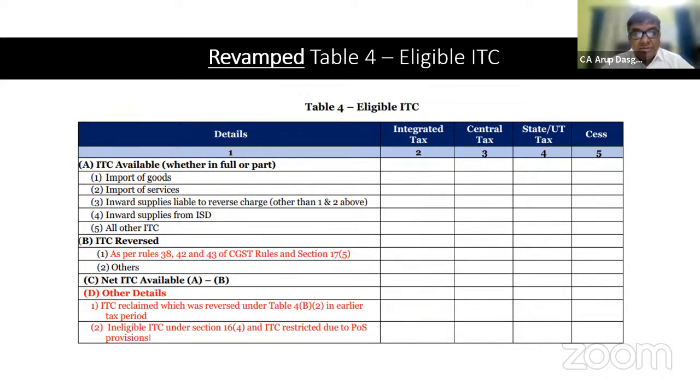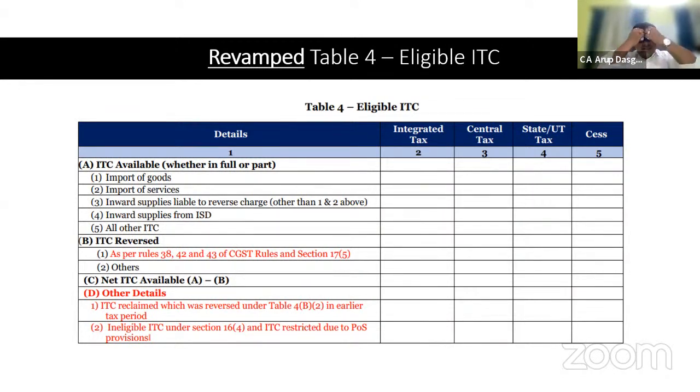Next question is, for import of goods, if it's not appearing in 2B, but it's appearing in ICEGATE, then we can avail the ITC basis ICEGATE. In subsequent months, it's appearing in 2B, but I can't avail the ITC because I've already availed the ITC basis ICEGATE. In this case, we have to avail the ITC and should report under 4B1 as permanent reversal because we are not going to avail the ITC in future.